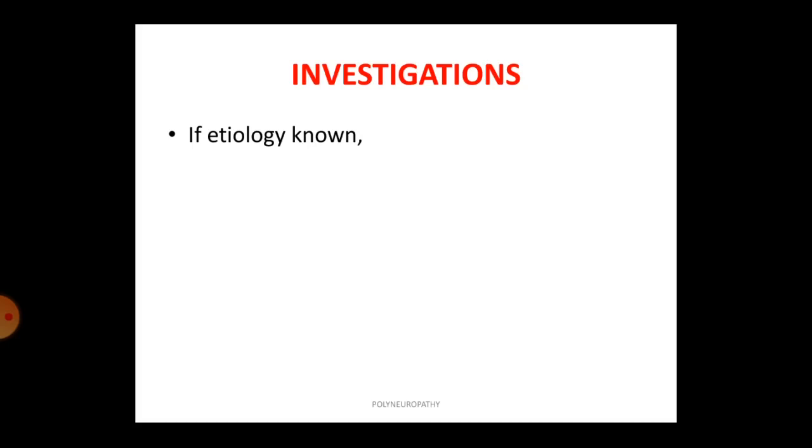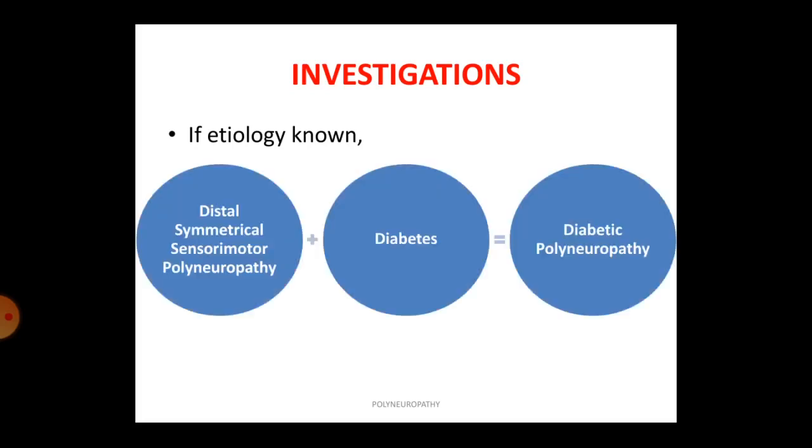Now, investigation. There is one guideline. If the etiology is known, you will definitely be able to identify the neuropathy very easily. For example, if a patient has distal symmetrical sensory motor polyneuropathy and is also suffering from diabetes, it is nothing but diabetic polyneuropathy. Okay, let us understand with another example.